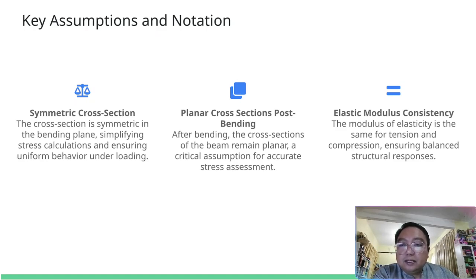We must assume a symmetric cross section. The cross section is symmetric in the bending plane, so that we can simplify stress calculation and ensure uniform behavior under loading. Planar cross section: after bending, the cross section of the beam remains planar. This is a critical assumption for accurate stress assessment. And elastic modulus consistency: the elastic modulus is the same for tension and compression, ensuring balanced response. So that is why we must assume consistency.